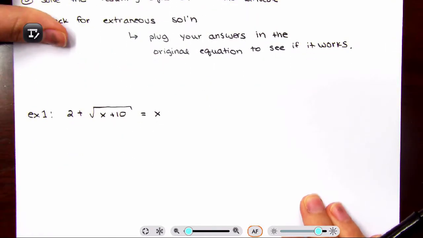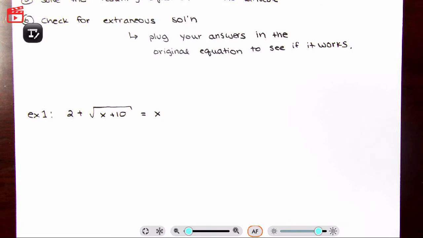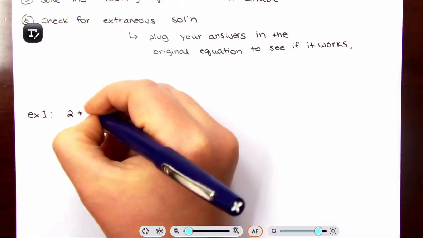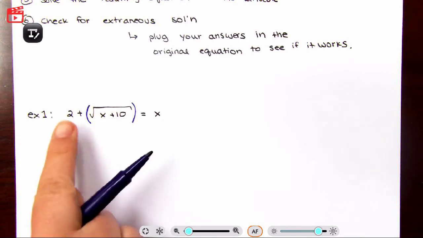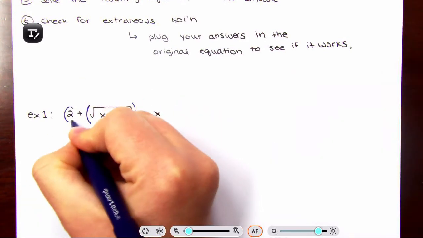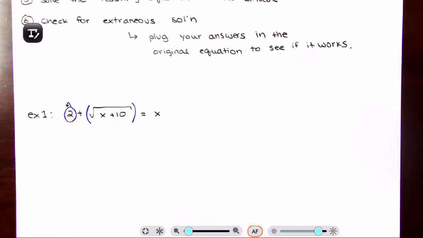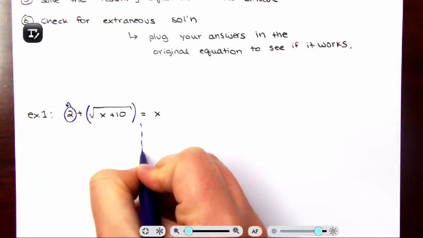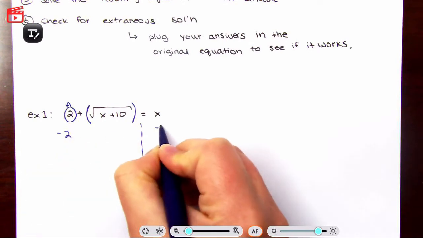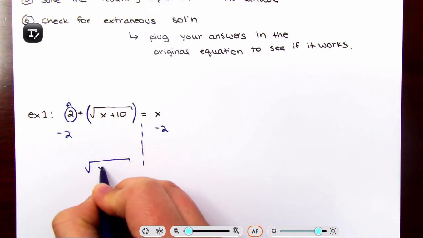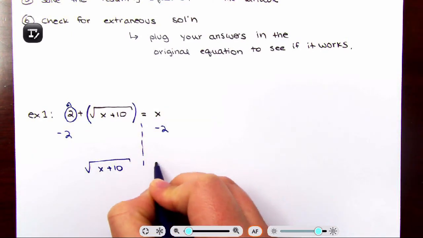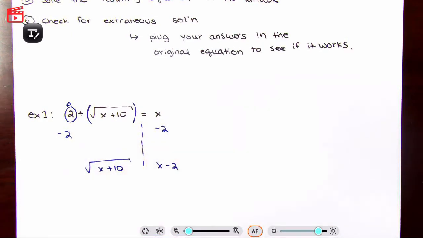For example number 1, I have 2 plus the square root of x plus 10 is equal to x. So I do see x's on both sides. However, this is the bubble I'm referring to. Anything with the square root, cube root, doesn't matter, it's in a bubble. So we want to keep it in a bubble. Now, outside my bubble I have this 2. This 2 is a positive outside the bubble. So I'm going to subtract 2 from both sides. Here I have the square root of x plus 10 left over. And here I have x minus 2 on this side.